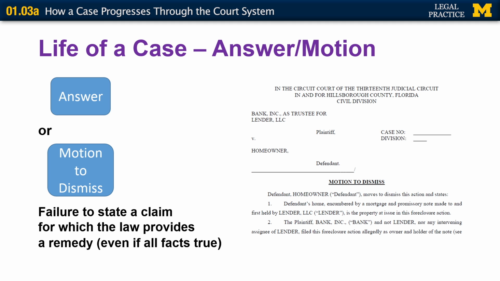Once a complaint is filed, the defendant has to respond to the complaint, and that response might take one of two different forms. First, the defendant, the person being sued, can answer the complaint. The answer provides the defendant with an opportunity to state the facts in his or her own way and respond to each of the legal claims being brought against the defendant. The answer might also include affirmative defenses if those are available for any of the legal claims being brought against the defendant. Alternatively, the defendant can move immediately for a motion to dismiss.